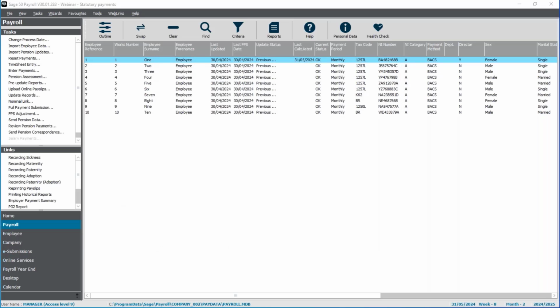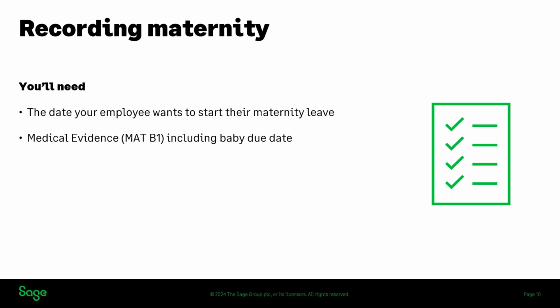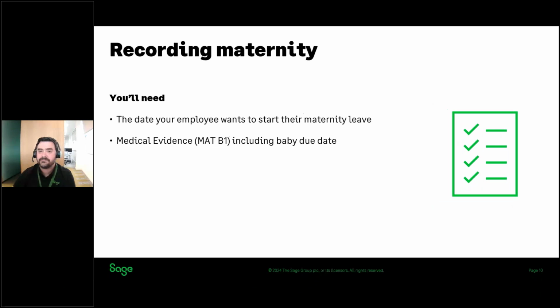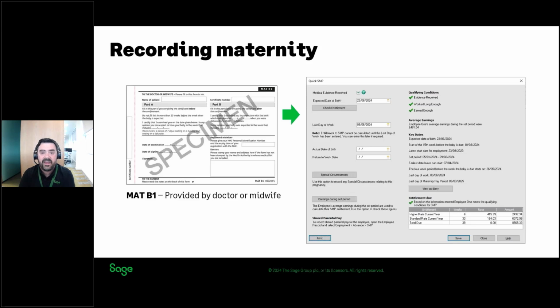So that is everything set up. Let's give you a quick recap of some of those steps. So that's the information you need: the date the employee wants to start their leave and the MAP-B1 certificate. And then we saw the quick SMP screen.